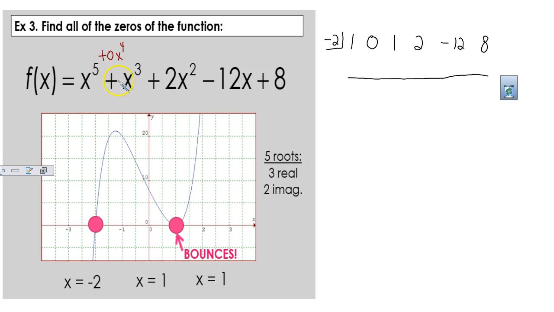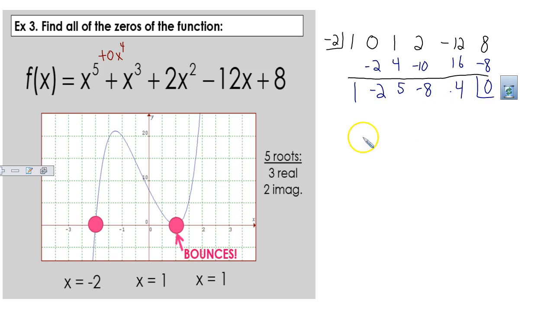Don't forget, anytime you do synthetic division, if there is an exponent missing in your countdown, 5, 4, 3, 2, 1, 0, you have to use a 0 placeholder in your synthetic division to make sure that you get the answer correct.